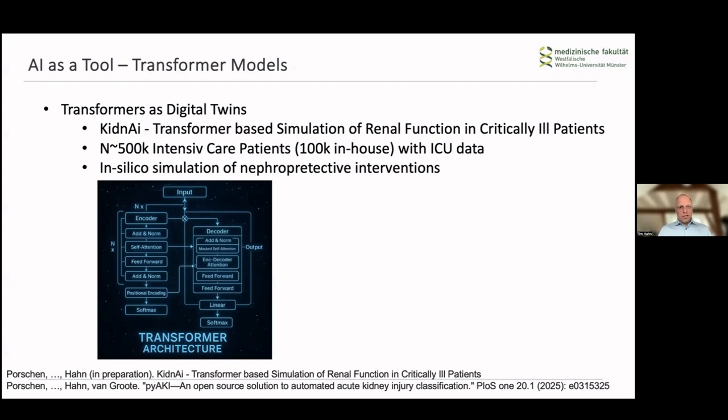So just so you keep in mind, the transformer models are not just for text or speech. Transformer models are also great for multivariate time series if you have a lot of data. If you don't have a lot of data, then LSTMs are still superior, but with a lot of data, transformers are just amazingly good.